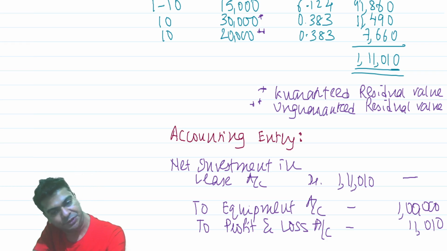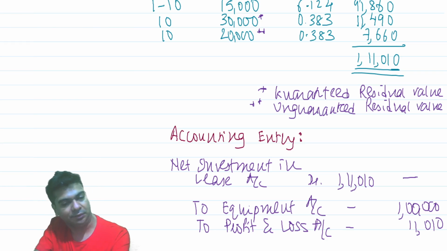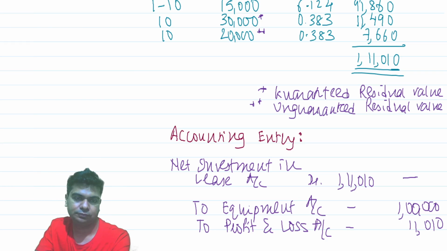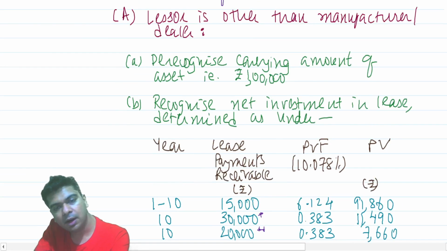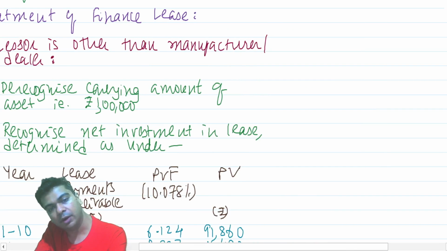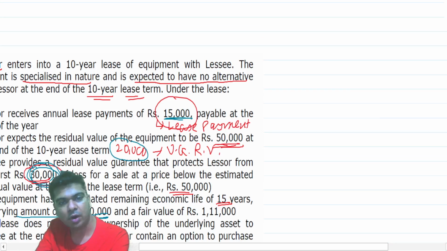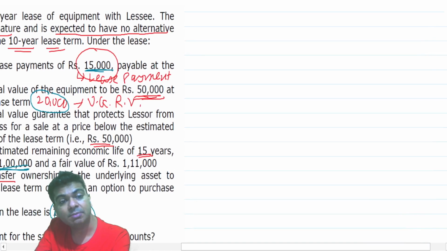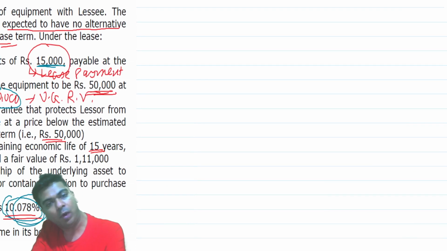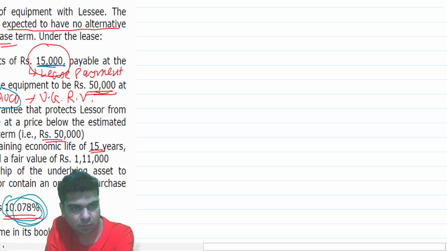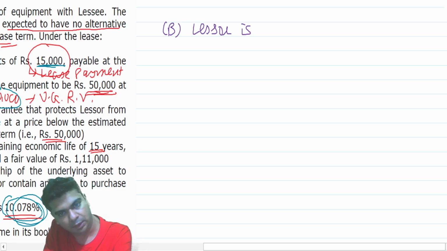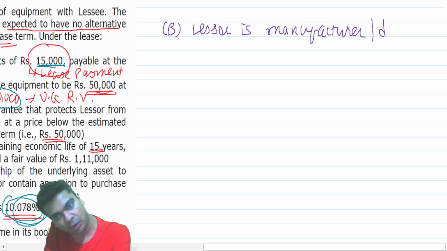So if you are still writing, just pause the video here and complete it. So this is if you are a lessor other than manufacturer or a dealer. Okay. What if you are a lessor who is a manufacturer or a dealer? Then what will be the case? Lessor is manufacturer or dealer.